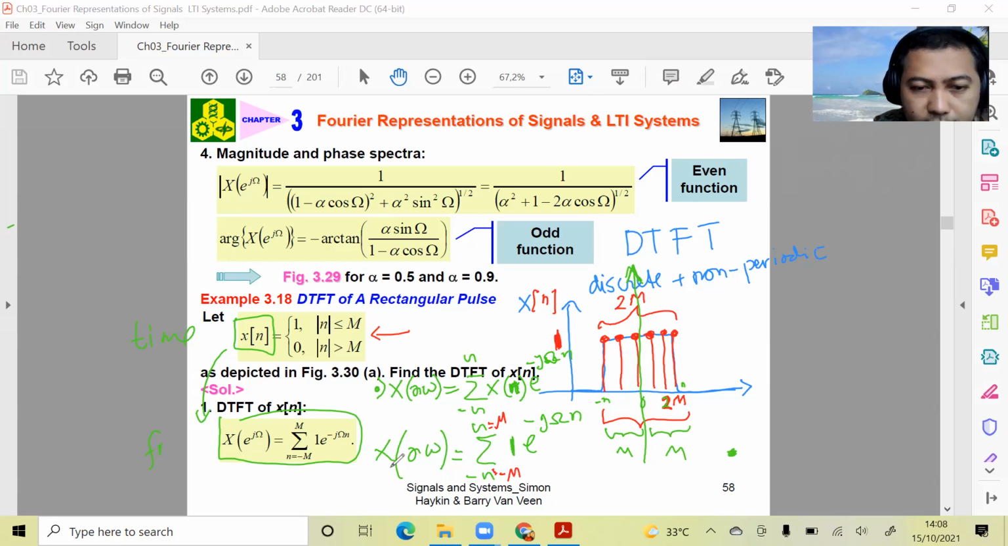So the final expression is like this, starting from minus m until m. This is actually the function of xn because it's only 1, 1, 1, 1, 1, 1. And this comes from the formulation. And then we draw it like this.